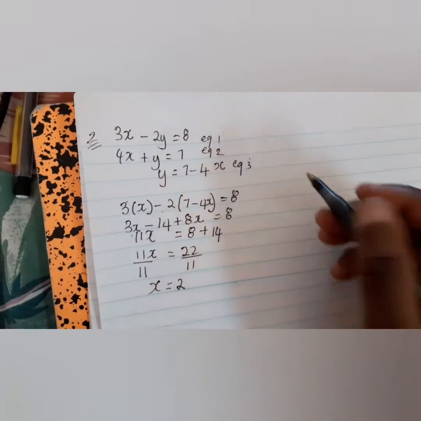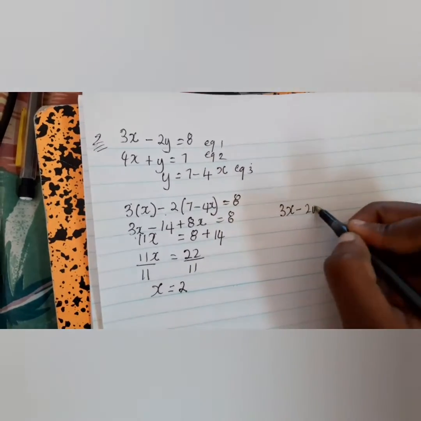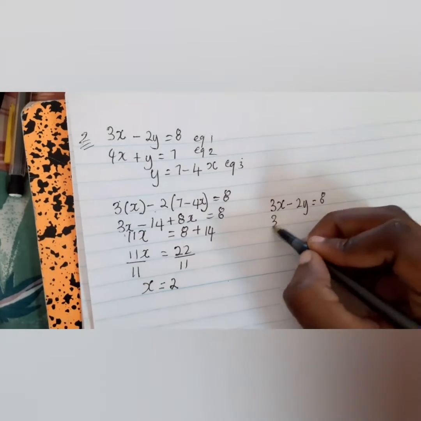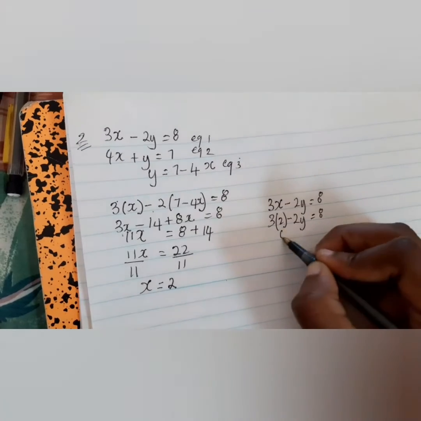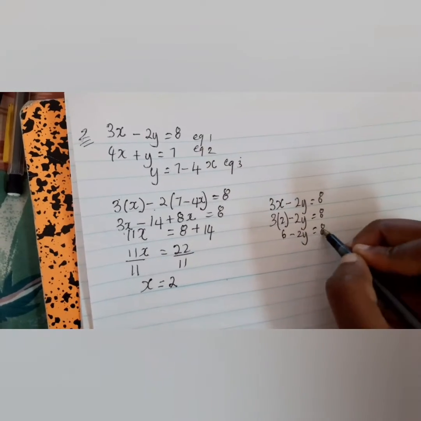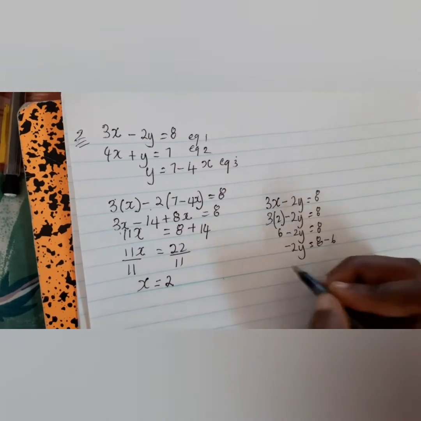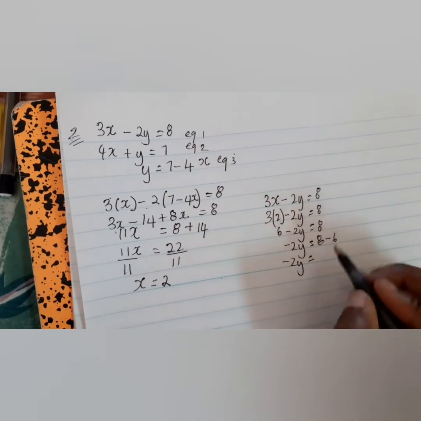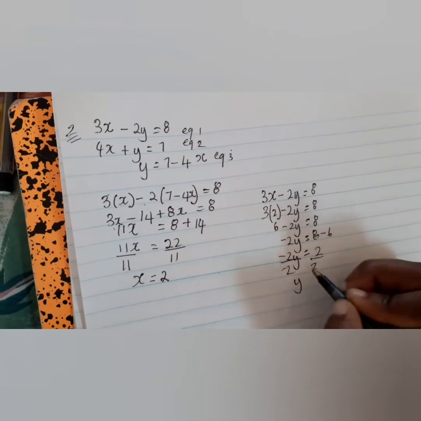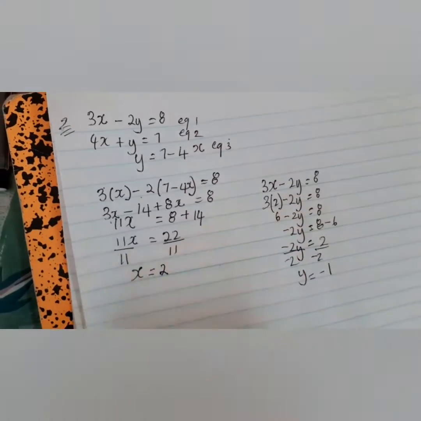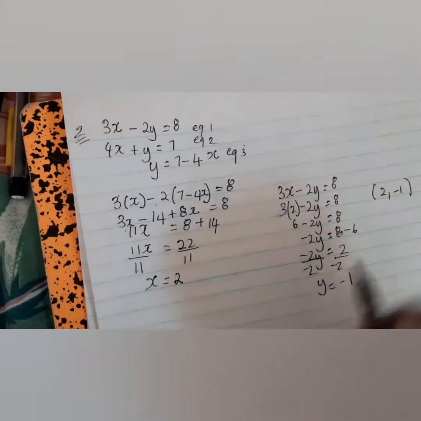So using my x value now, I have 3x minus 2y equals 8. 3 by 2 minus 2y is equal to 8. So 6 minus 2y is equal to 8. Minus 2y is equal to 8 minus 6. Minus 2y is equal to 2. y is equal to minus 1. And again, we can always check our answers because we have a solution of 2, minus 1, a unique solution.